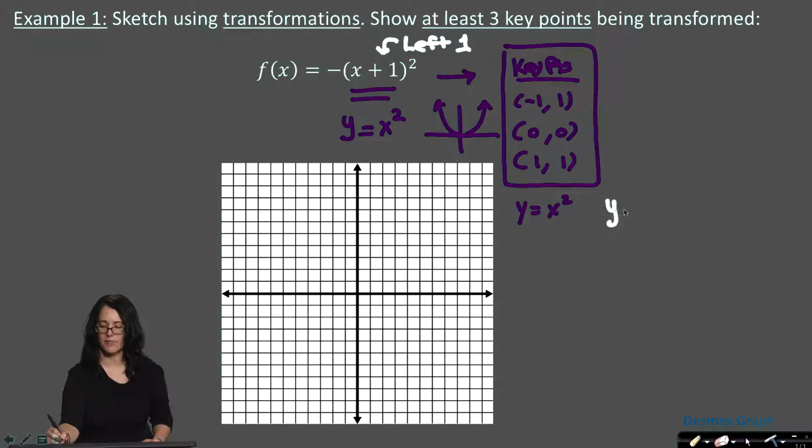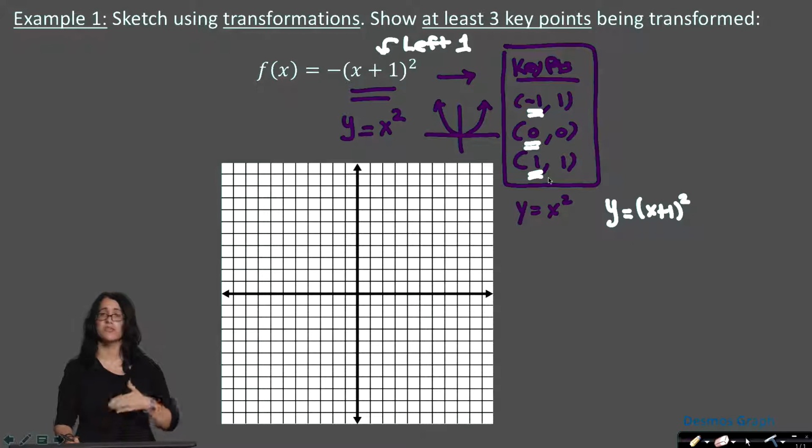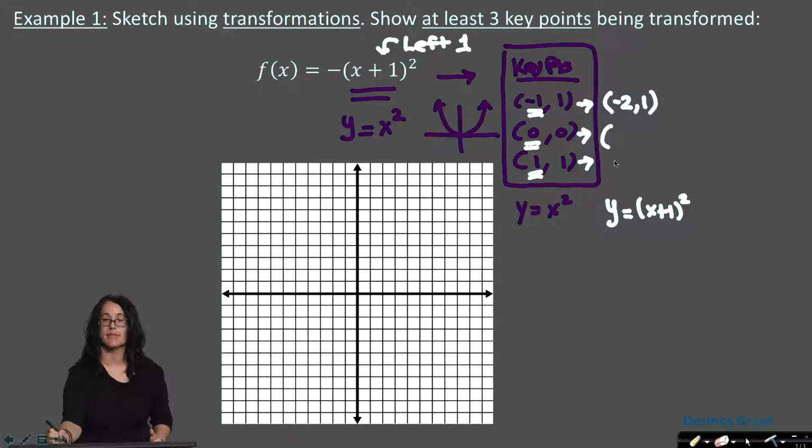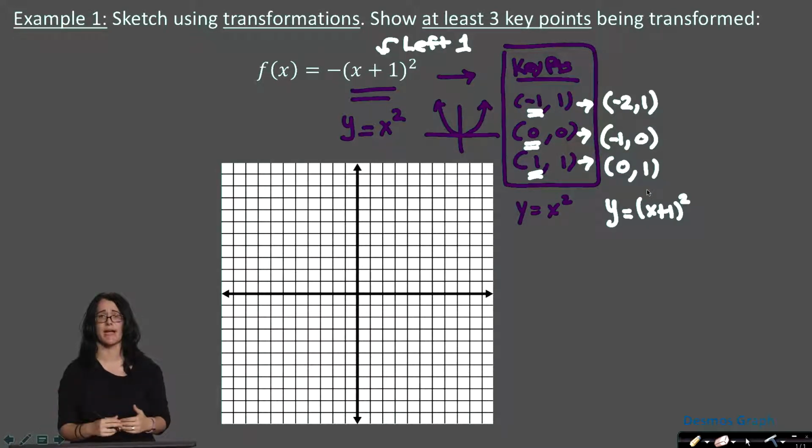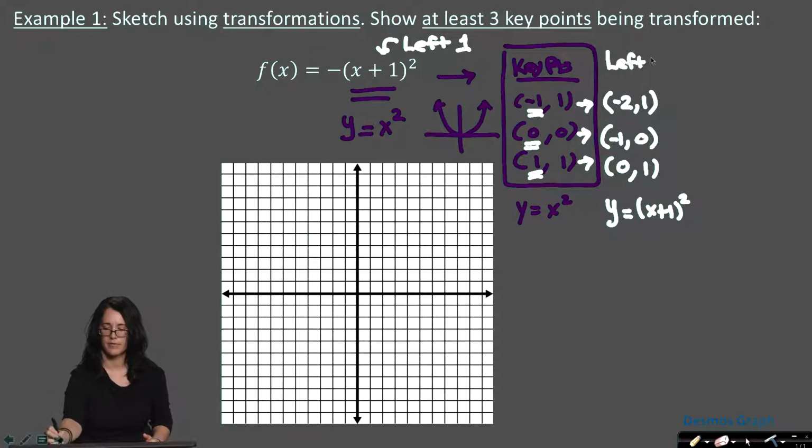So when we're talking about the graph of y equals parentheses x plus 1 squared, we're shifting it to the left 1 unit, which means the x values or the y values are changing. That's right, the x values. So if you're shifting the values to the left 1 unit, wouldn't you be subtracting 1 from each of your x values? So what are your new key points? Instead of negative 1, 1, we'd be at negative 2, 1. Instead of 0, 0, we'd be at negative 1, 0. And instead of 1, 1, we'd be at 0, 1. We've simply subtracted 1 from each x value to shift it to the left 1 unit. So that was our left shift, left 1.